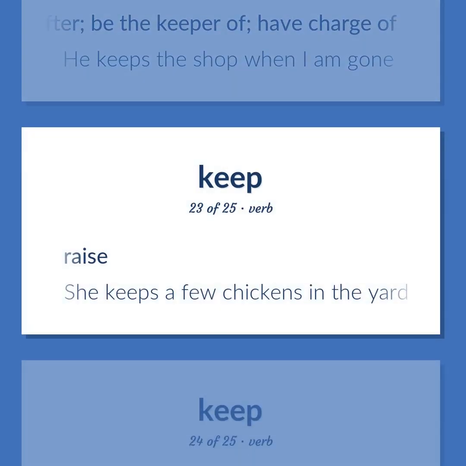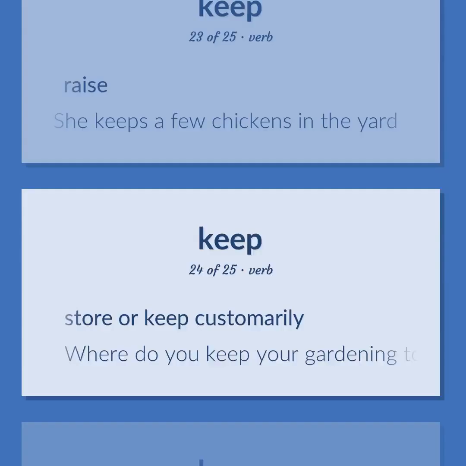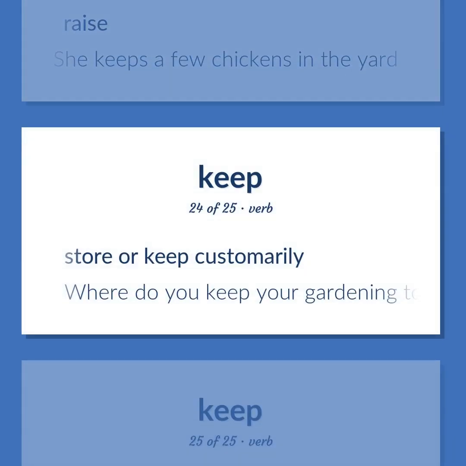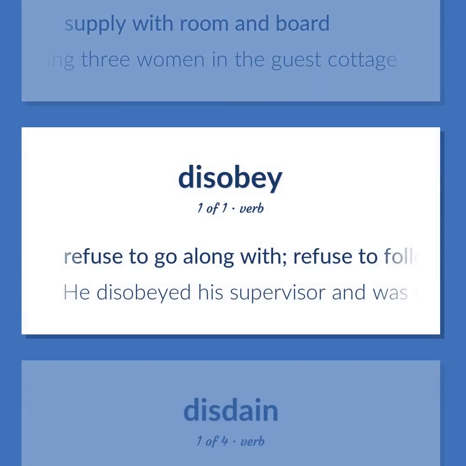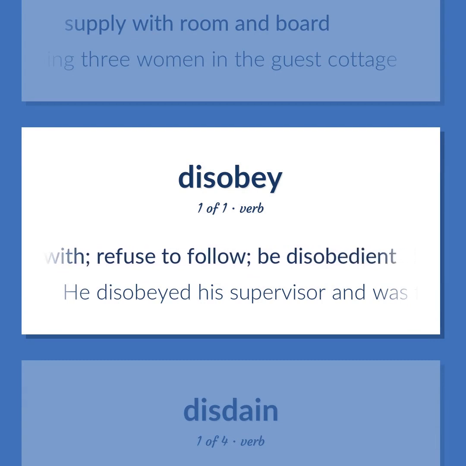Raise. She keeps a few chickens in the yard. Store or keep customarily. Where do you keep your gardening tools? Supply with room and board. He is keeping 3 women in the guest cottage. Refuse to go along with. Refuse to follow. Be disobedient. He disobeyed his supervisor and was fired.